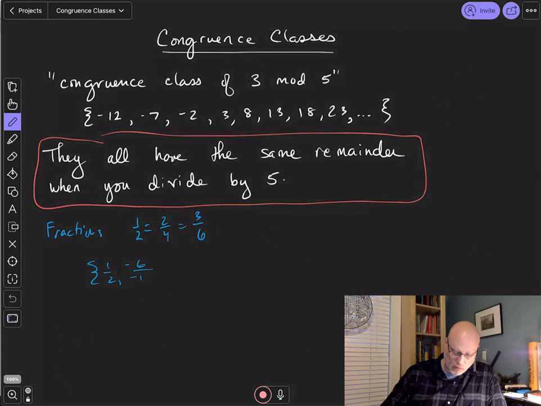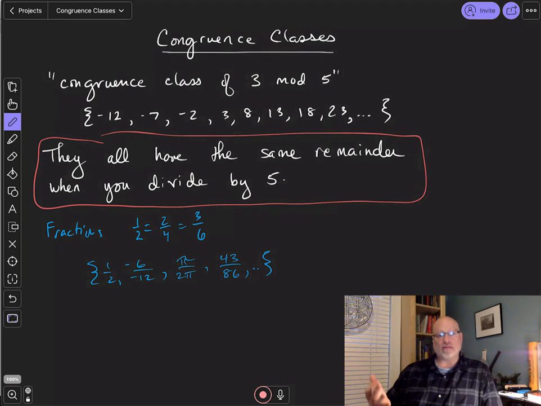So we could say that the set of all of these fractions, 1/2, -6 over -12, we could even say pi over 2 pi, 43 over 86, and so on, is represented by the number 1/2 because all of the things inside of there are equivalent to 1/2. So that's a similar thing.